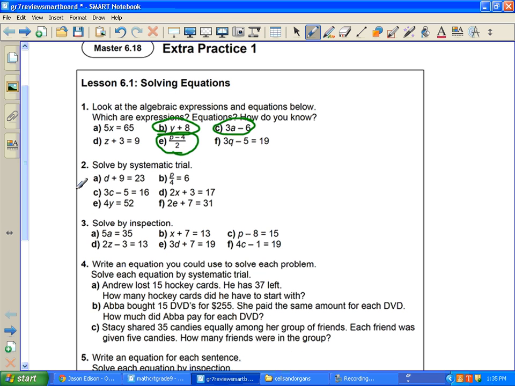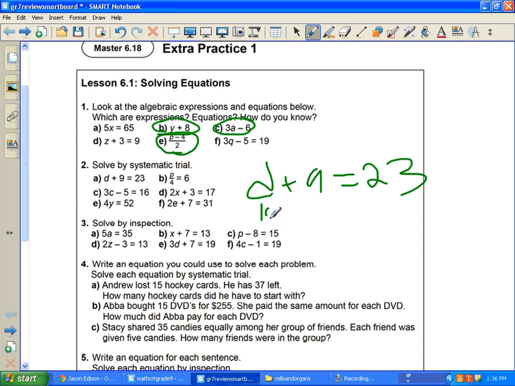When you're solving for them, some of them are going to be pretty simple, like this one here. D plus 9 equals 23. If you want to figure out what the answer is, and you're doing a systematic trial, all you have to do is pick a number to start with. I know 20 would be too much, because 20 plus 9 is 29. So I'm going to try it and see. Let's choose another value. I'm going to try 10.